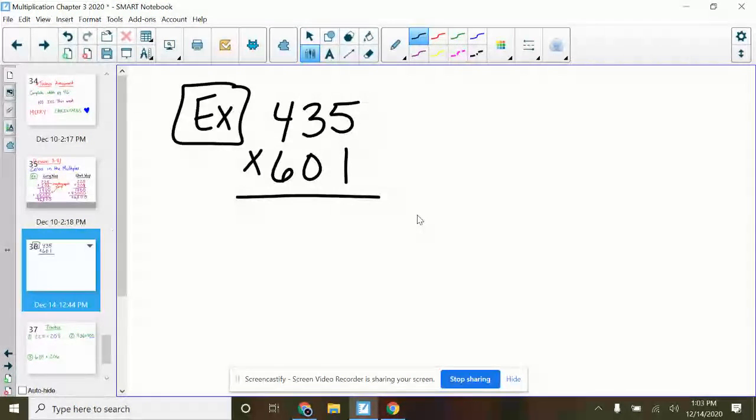So the first thing I'm going to do, guys, is multiply my 1 by everything at the top first. And that's what we normally do. This part hasn't changed. So 1 times 5 is 5, 1 times 3 is 3, and 1 times 4 is 4. Okay, now the next step doesn't change either.